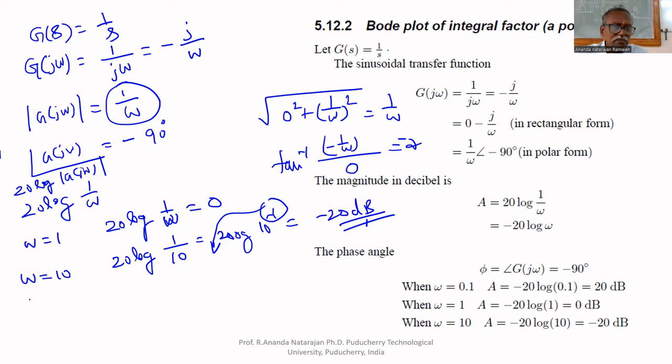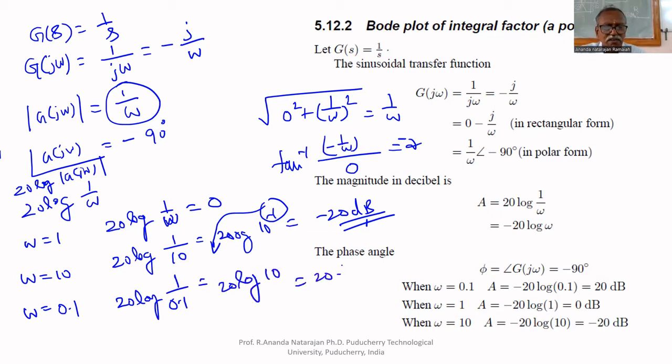So minus 20 dB. When omega equals 0.1, what will you get? 20 log 1 by 0.1, that is 20 log 10. 1 by 0.1 equals 10, so that is 20 dB. When omega equals 0.1, it is 20 dB. When omega equals 1, it is 0 dB. When omega equals 10, minus 20 dB.